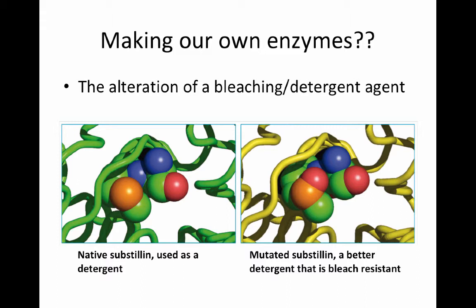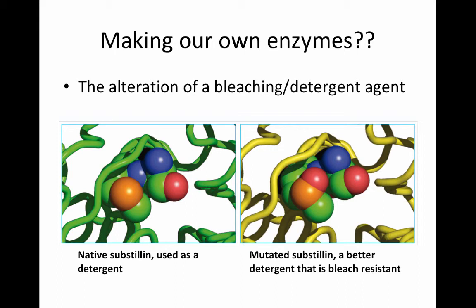You can tell here that in the mutated subtilisin, there is this one extra red part of the bubble in this active site. What this does is it makes this a better detergent that's bleach resistant. So now you can add an enzyme to the bleach. The bleach does not destroy the enzyme. And together you have a much more powerful detergent for cleaning just about anything, but also as household cleaners.